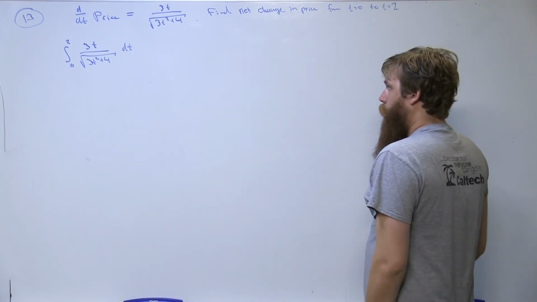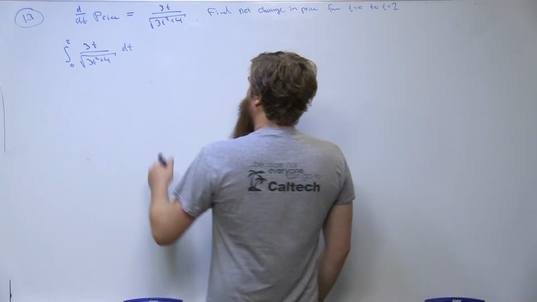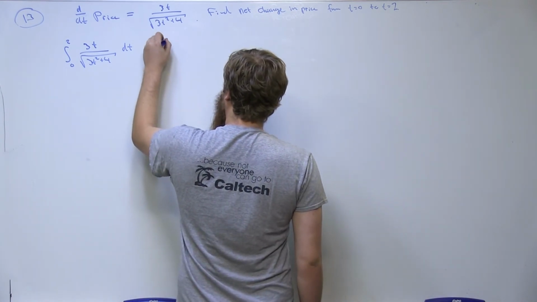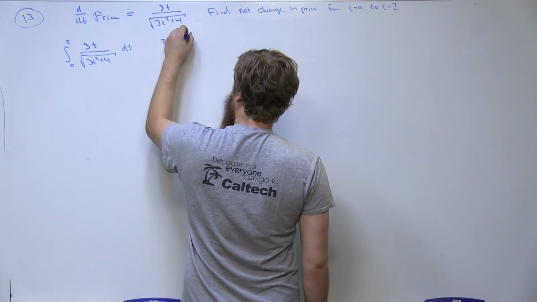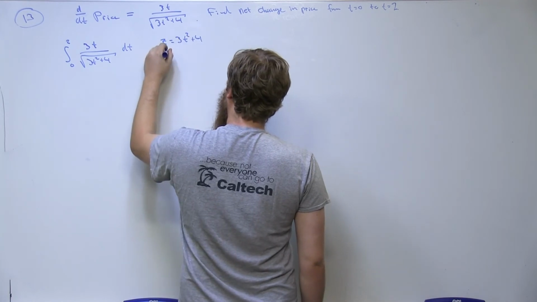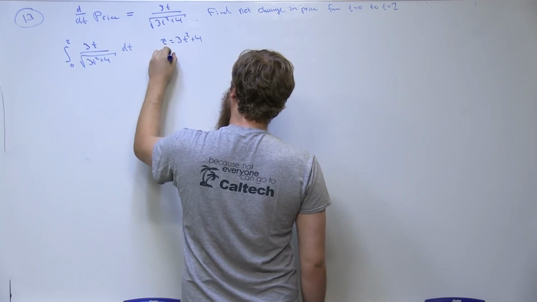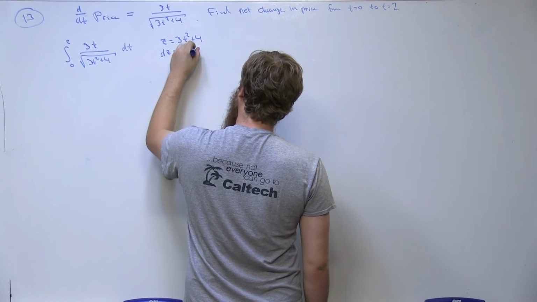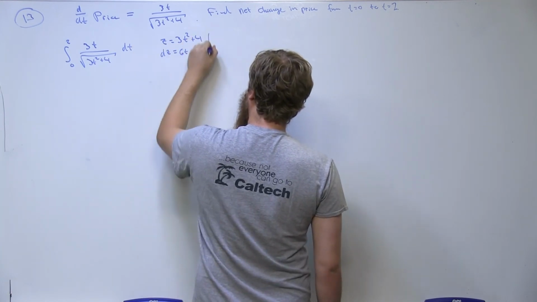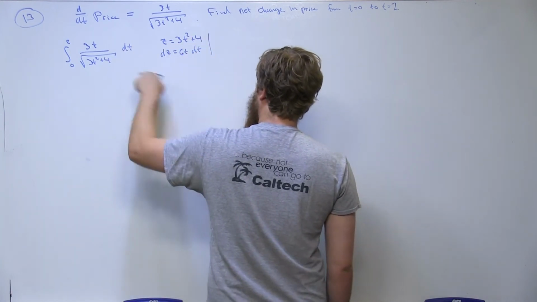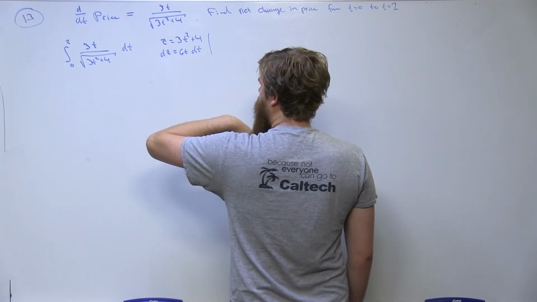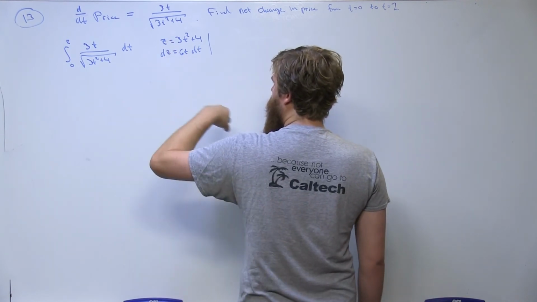This should look familiar. We've done a handful of similar problems, so if you make the substitution z equals 3t squared plus 4, then dz is going to be 6t dt, which thankfully is a constant multiple of the derivative of the top. We're going to change our limits because we're making a substitution in a definite integral.